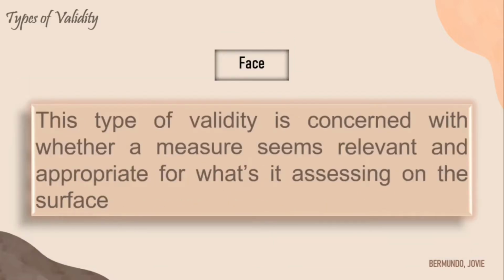So the last one is the face validity. The face validity is the type of validities concerned with whether a measure seems relevant and appropriate for what it is assessing on the surface. This perception is important because if a test items do not appear valid, the test takers and administrators will not have confidence in the results. When the applicant has a good face validity, it means that anyone who reviews your measure says that it seems to be measuring what it's supposed to.